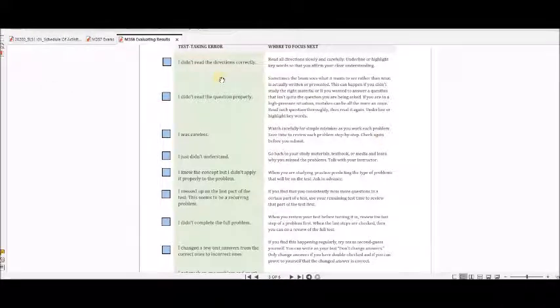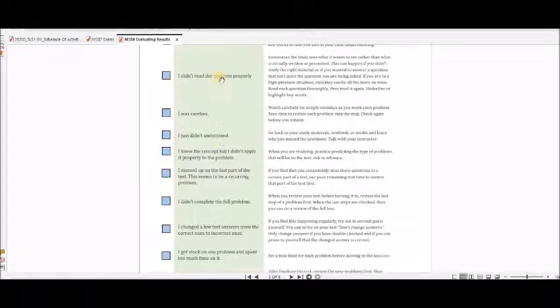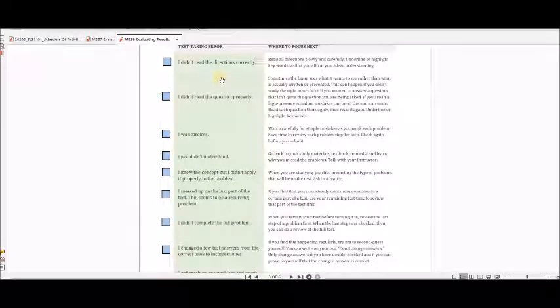Look at these statements and ask yourself how this would happen on a test. If you didn't do well on the test, ask yourself what happened here. Were you careless? Did you not completely understand the problem? And then look at what to focus on next. If you didn't read the question properly, here's what you do.